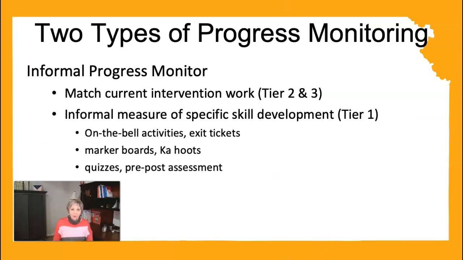The second type of progress monitor are those informal progress monitoring measures. You know, probably no one understands informal progress monitoring better than a pre-K teacher. Those mastery skills checklists that they use are a great way for them to informally monitor the progress of students.